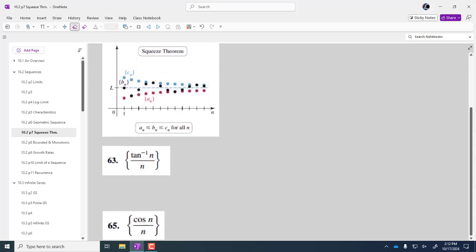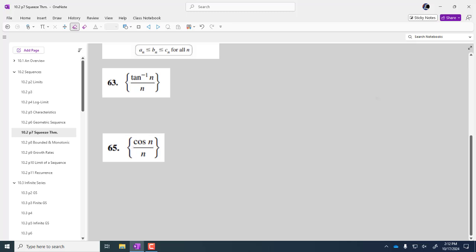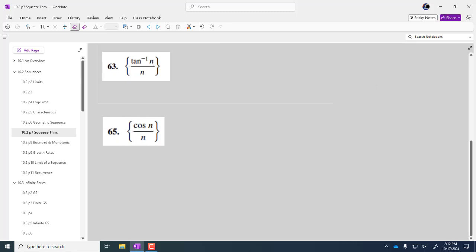Same as in Calc 1 with functions. All right, so here's how the squeeze theorem works. We have talked informally about it already. We have said that the limit of something like arctan n over n as n goes to infinity is going to be what? What's that limit going to be? 0. Now, to formally prove it, we do have to use the squeeze theorem.